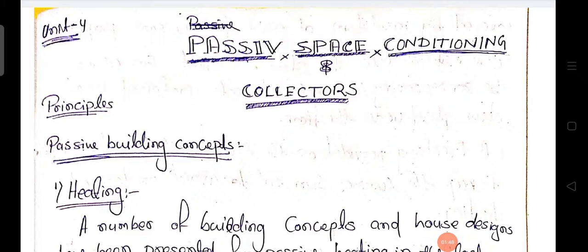Today we will see how these buildings are designed to acquire the radiational heat of sunlight, remain heated, and collect this heat for our room heating purpose. That is called the passive building concept.